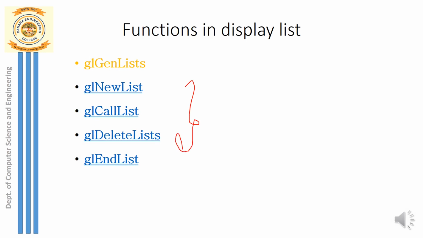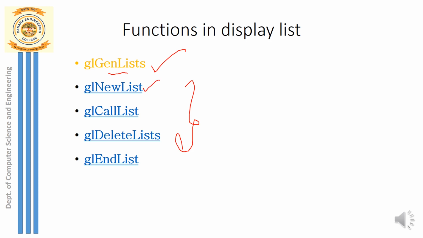So the first OpenGL function that we use is used to create the different IDs corresponding to the display list. As we all know, different display lists should have different unique identification numbers. So how do you generate those unique identification numbers? Using the function glGenLists. So glGenLists is a function which is used to create or assign different IDs, to return the range of IDs for the display list.